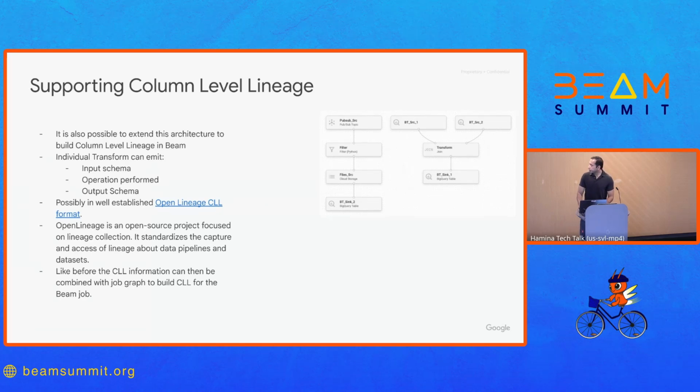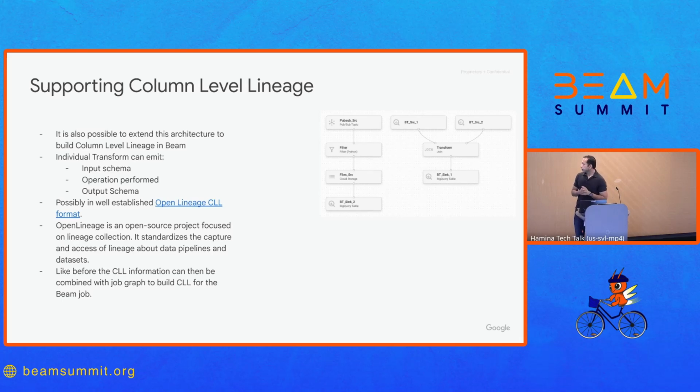And this can be done by a standard format, which is provided by OpenLineage. OpenLineage is an open source project focused on lineage collection. And basically, it just gives a standard format, which is a JSON representation of capturing and emitting lineage. And then that standard format is understood by different kinds of visualization tools such as Collibra, etc.